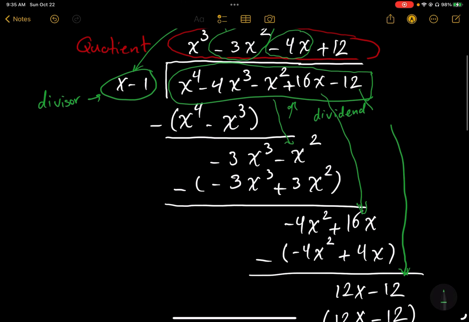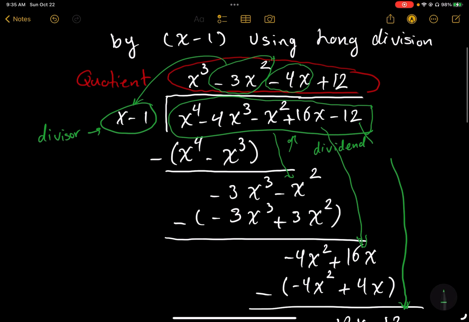I expected x minus 1 to be a factor here. So the remainder is 0. And the quotient, which is circled in red here, is x cubed minus 3x squared minus 4x plus 12.